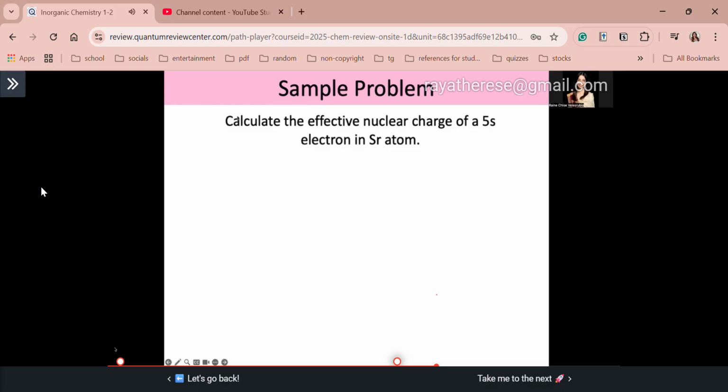Calculate the effective nuclear charge of a 5s electron in strontium atom. So this is found in your memos. So first we find the atomic number, okay? So the atomic number is equal to 38. Tingnan lang sa periodic table. Next, you write the full electron configuration of strontium. Full ha? Okay, so that's this.